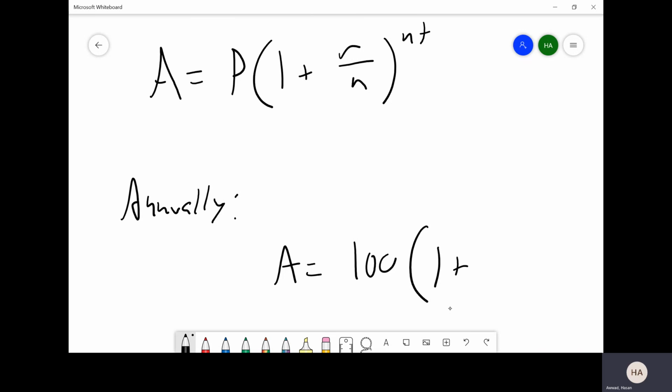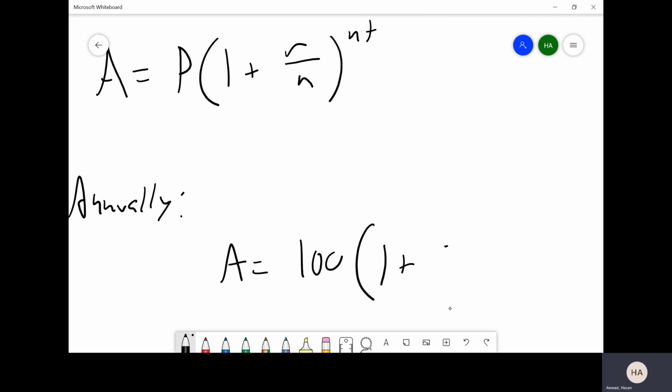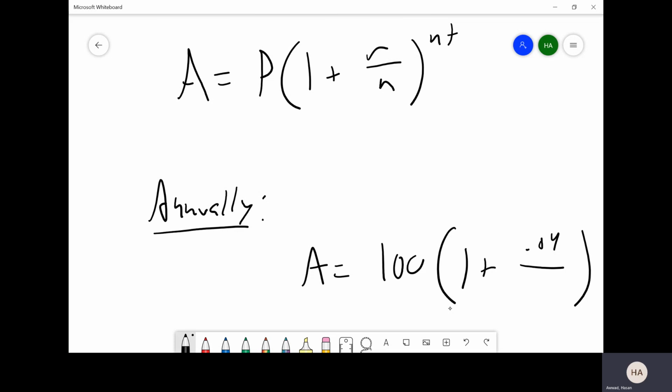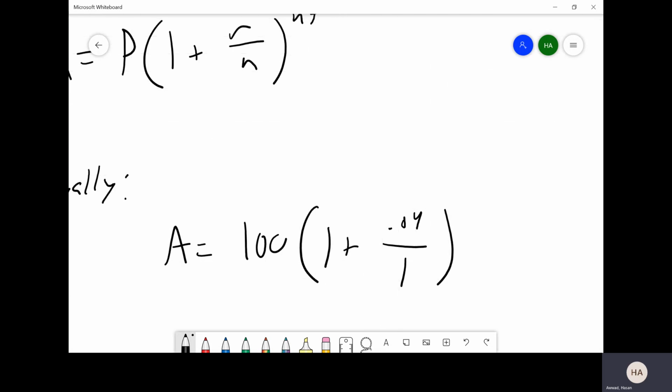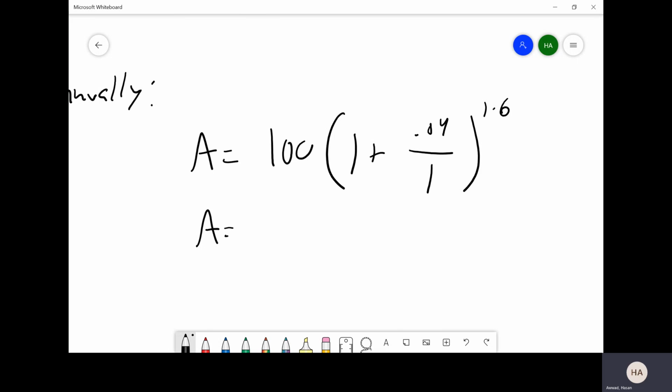Then I have 1 plus, my interest rate is the same from the previous example with the simple interest. So my interest rate is going to be 0.04, and it's going to be divided by, well, how many times is this happening? Again, you know how many times it's happening per year because it says annually. So that means once per year. So divided by 1. And then I have, if it's happening annually for 6 years, I have 1 times 6 up there for my exponent.